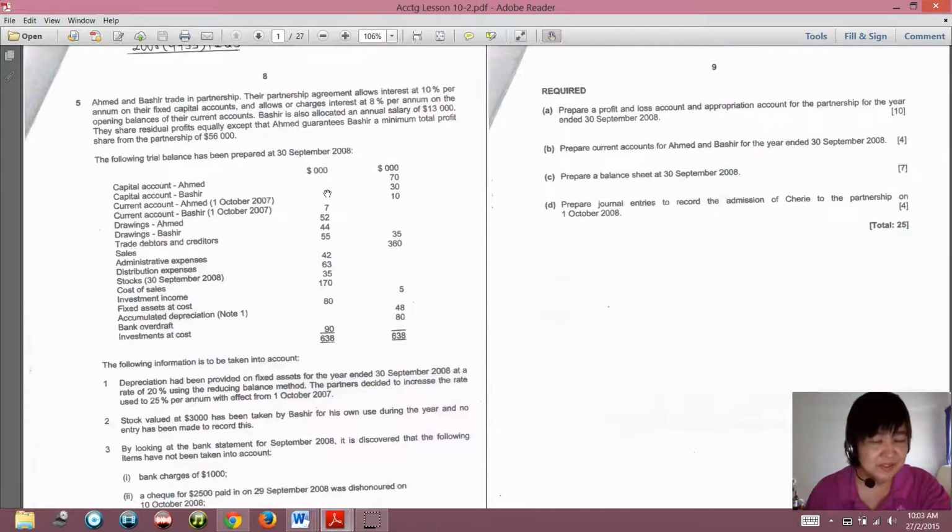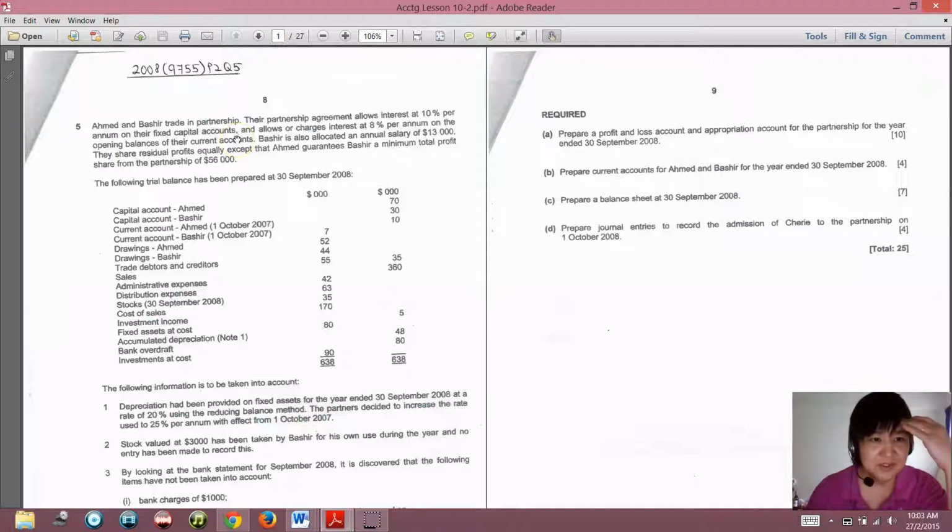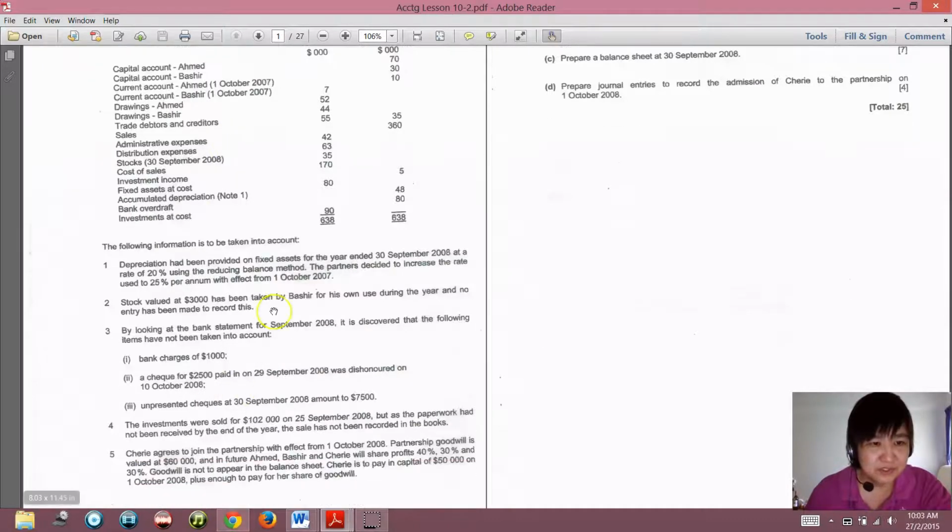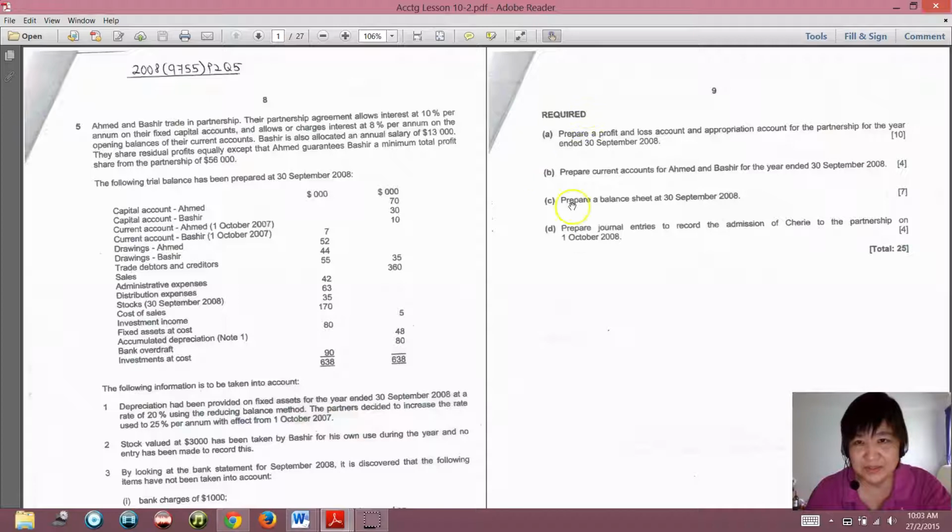I know, if you follow me now, I look at this question also, I blur already. Don't know how to start. So that means now I will roughly browse through this question like this, and then I see the required here, what the question wants. You say prepare a profit and loss and appropriation account for the partnership for the year ended 30 September 2008. Prepare the current account for Ahmad and Bashir for the year ended 30 September 2008. C. Prepare the balance sheet. Okay, so roughly now I have an idea what it is all about.